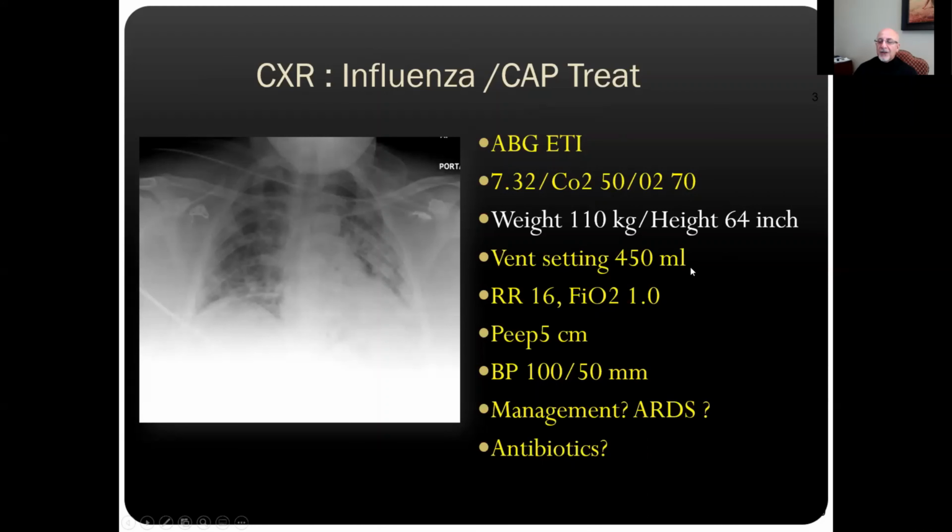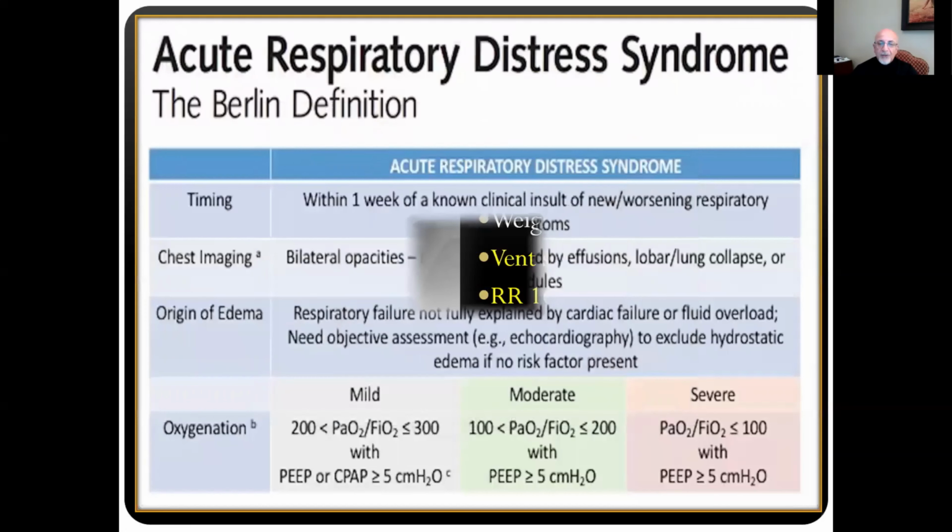Her ventilator setting is 450 cc's tidal volume on volume control. Her actual weight is 110 kilos, although her height is only 64 inches. The respiration rate is set at 16. Her O2 is set at 100%. And she is initiated on 5 centimeters of PEEP, and the first blood gases are drawn. The blood pressure is stable, and at this point, the patient has received antibiotics and Tamiflu appropriately for community-acquired pneumonia associated with influenza virus. Let us review the management of ARDS and the definition of ARDS.